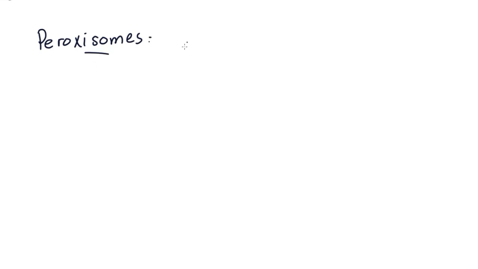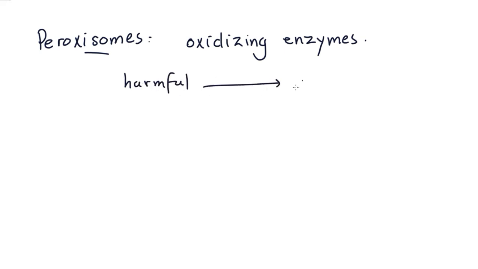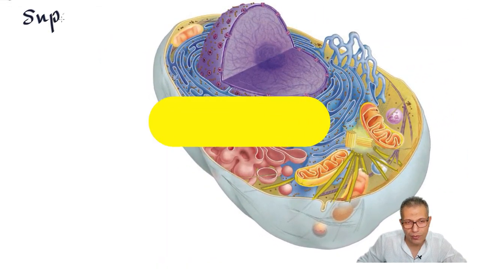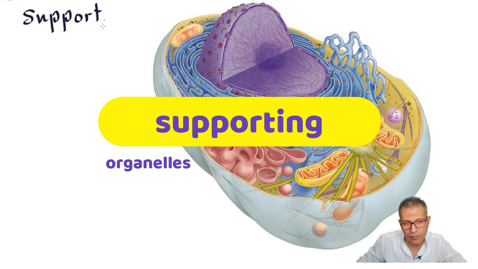They do not contain digestive enzymes like lysosomes, but they contain oxidizing enzymes that help in changing harmful substances into less harmful or less toxic ones. Our time with the organelles that support the cell.